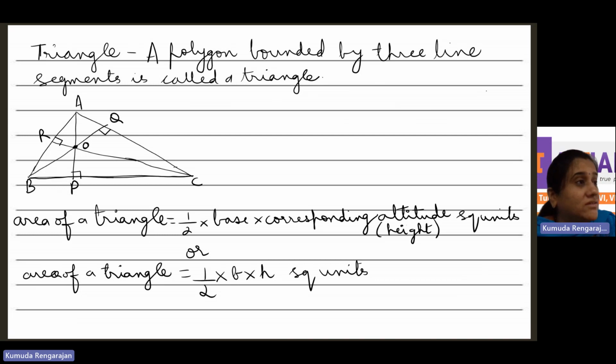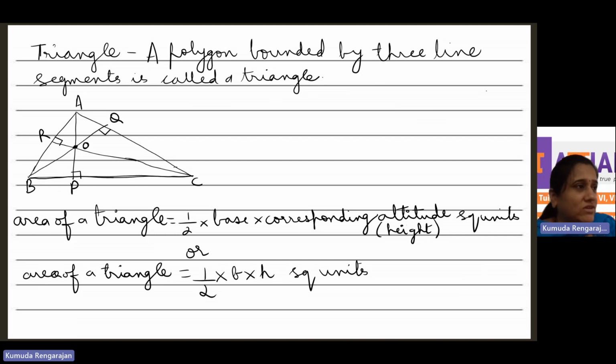Altitude is also called height. Square units. Or in short, you can say area of a triangle is equal to half base into height. Half into b into h square units. Base is b, height is h. Corresponding altitude is also height, no? So h. Now you should not say corresponding altitude A, so I'm going to say half into B into A. No, it's half into B into H only.